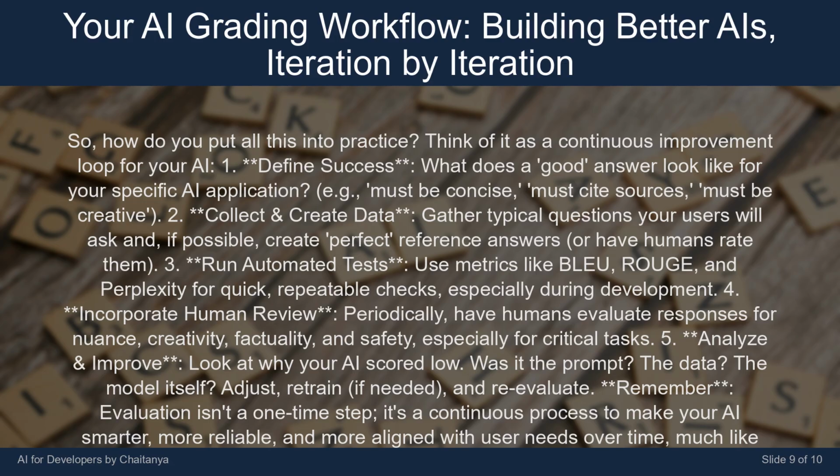5. Analyze and improve. Look at why your AI scored low. Was it the prompt? The data? The model itself? Adjust, retrain, if needed, and re-evaluate. Remember, evaluation isn't a one-time step. It's a continuous process to make your AI smarter, more reliable, and more aligned with user needs over time, much like continuous integration and testing for traditional software.